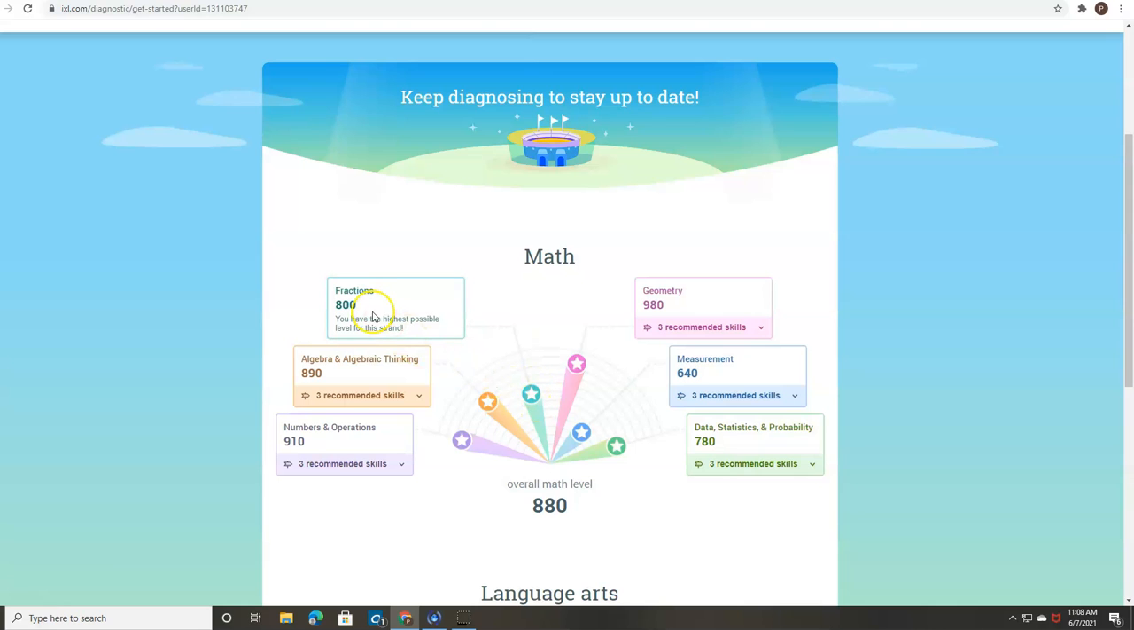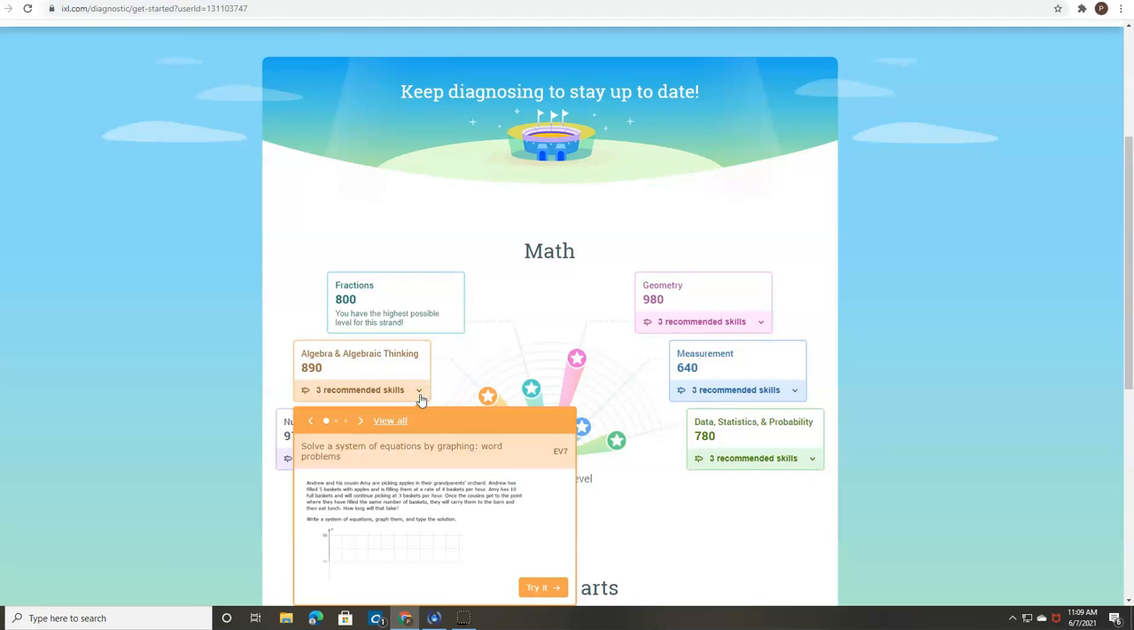Now, here under fractions, the skill area, it says you have the highest possible level for this strand. What does that mean? Students up to grade level and skills for 8th grade. If I look here, 890, they're almost at a 9th grade level in algebra, algebraic thinking, but they can improve still. Okay, and what this does, if you click on recommended skills, is show exactly what skills students can improve upon. Okay.